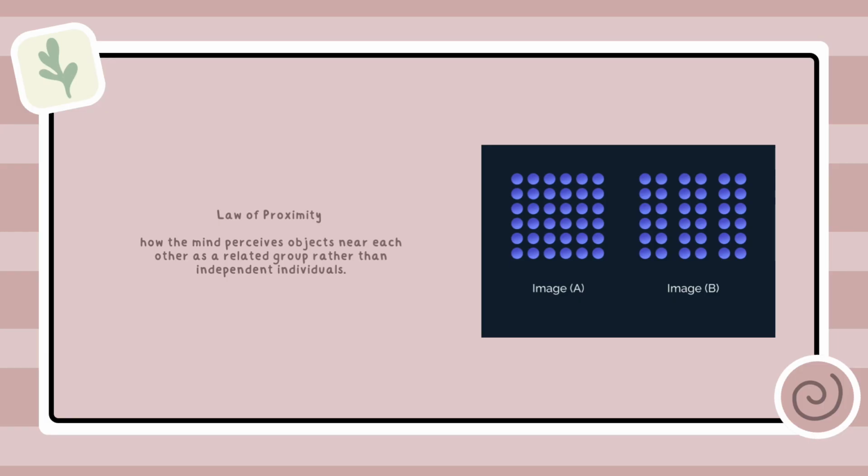The eighth law is the law of proximity. The law of proximity is how our mind perceives objects near each other as a related group rather than independent individuals. For example, in this picture, we will probably see image A as one block of dots and image B as three columns, as image B has separate gaps between them.